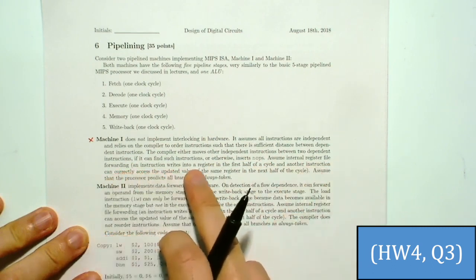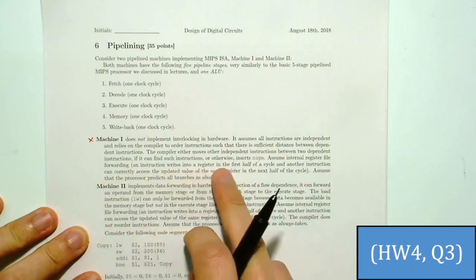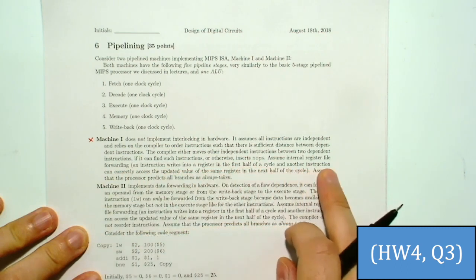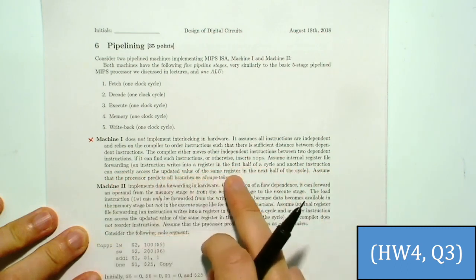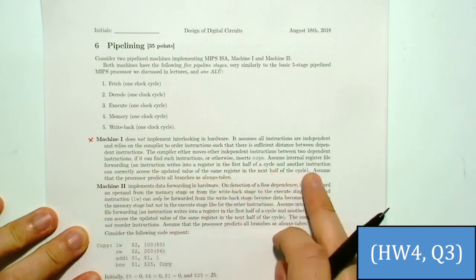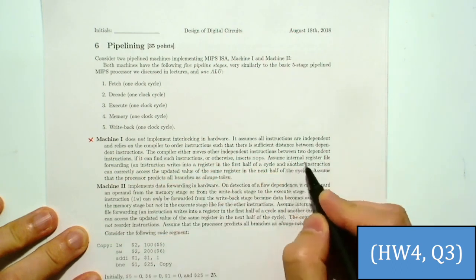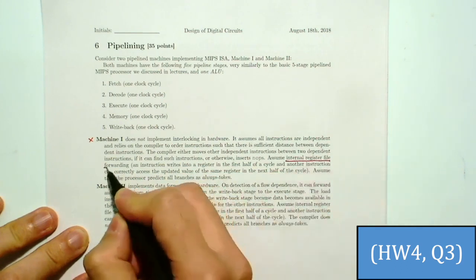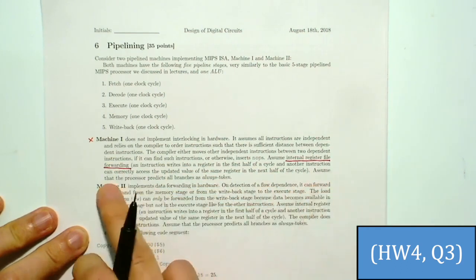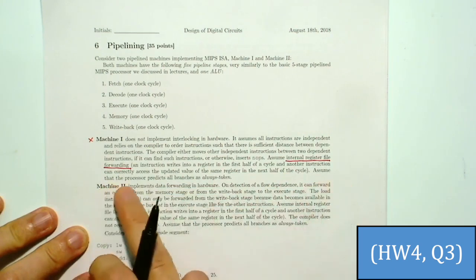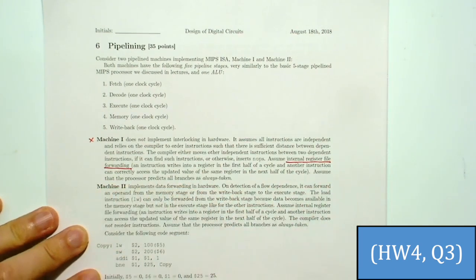Assume internal register file forwarding. So an instruction writes into a register in the first half of a cycle, and another instruction can correctly access the updated value of the same register in the second half of the cycle. So this is important, internal register file forwarding in this machine. And we assume that the processor predicts all branches as always taken.